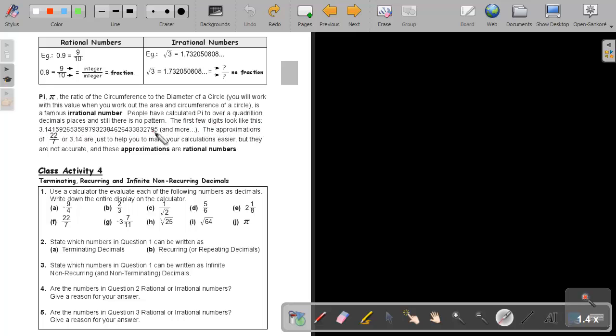Look, I wrote it down. But you can go to the internet and you will see nice displays, even posters, of these decimal places that go on and on and on. The approximations of 22 over 7 or 3.14 are just to help you to make calculations easier, but they are not accurate, and these approximations are rational numbers. So the symbol is irrational, but these approximations, they are rational numbers.